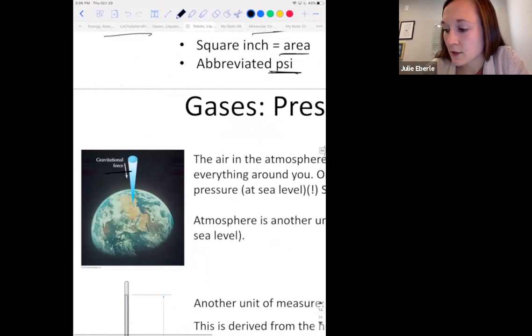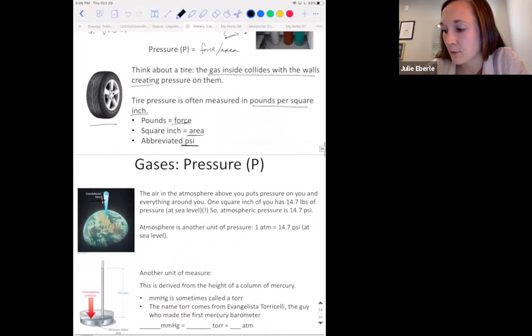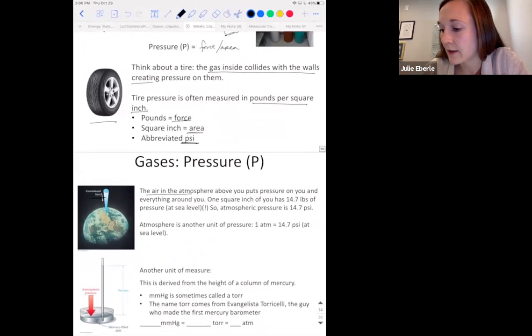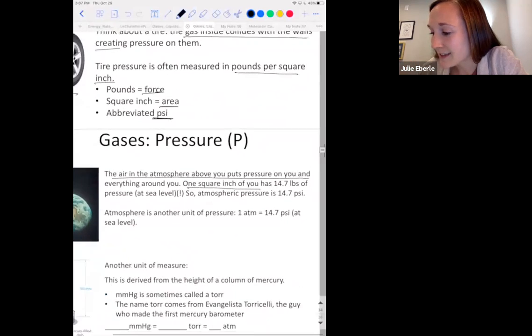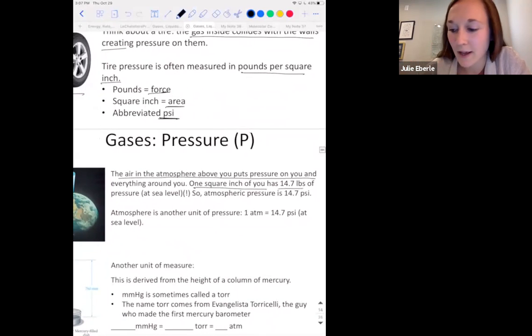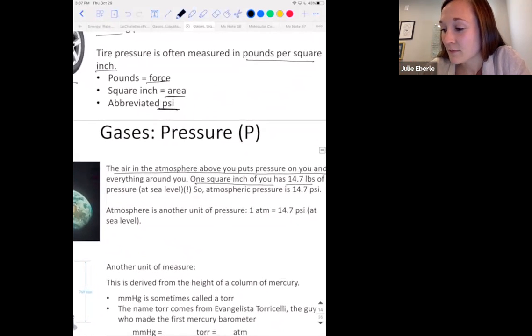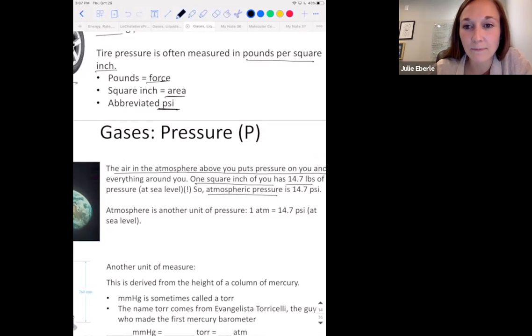This leads directly into another unit of pressure. I'm going to read this little paragraph. It says, the air in the atmosphere above you puts pressure on you, and you thought it was your chemistry class putting pressure on you. It's not me. Get this, 1 square inch of you has 14.7 pounds of pressure at sea level. That kind of blows my mind sometimes. So we call atmospheric pressure 14.7 psi.